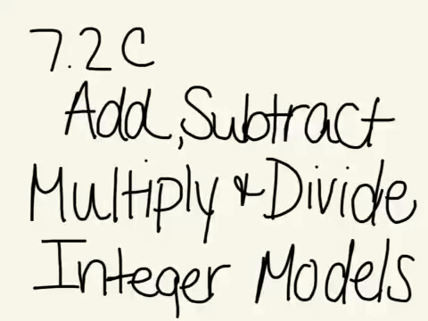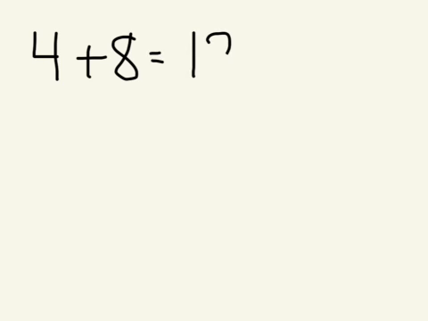Today we are going to talk about adding, subtracting, multiplying, and dividing integer models. So first I'm going to start off with the rules of integers. And first I'm just going to do addition. So we know when we add two positive integers, 4 plus 8, our answer is going to be a positive 12. We have two numbers right here that have the same positive signs, positive 4 and positive 8. And that's why we can add.